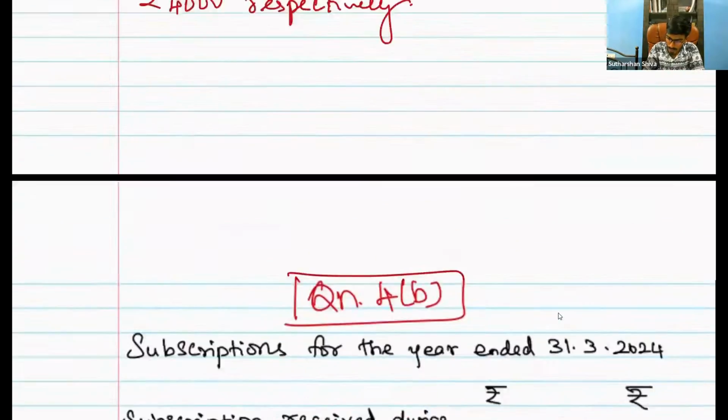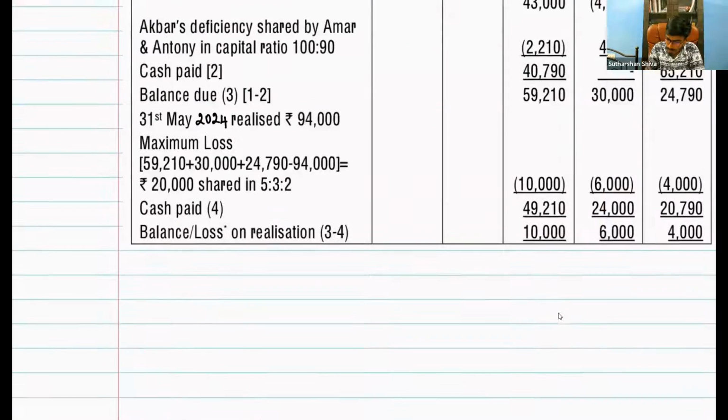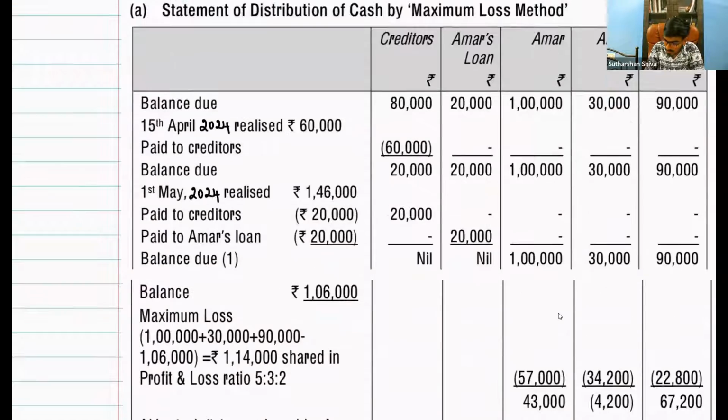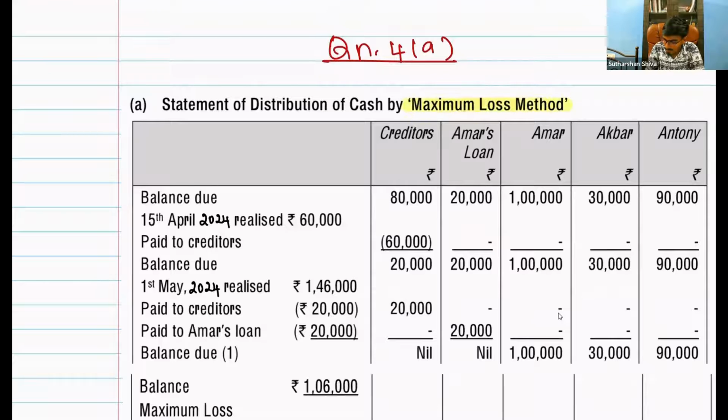First one is which one? Maximum loss method. Ammar's loan, Creditors, Akbar, Anthony. All the value I will write down. From that, first time I am getting my cash of 60,000.